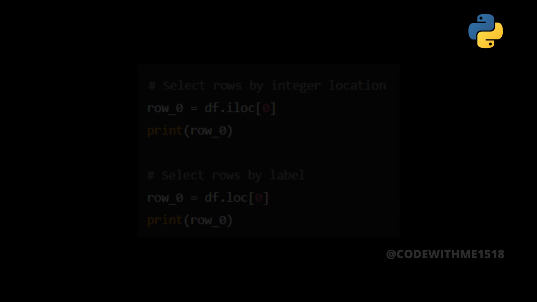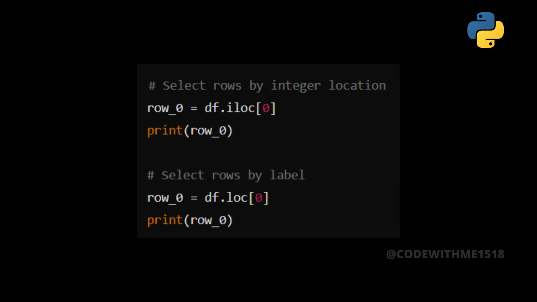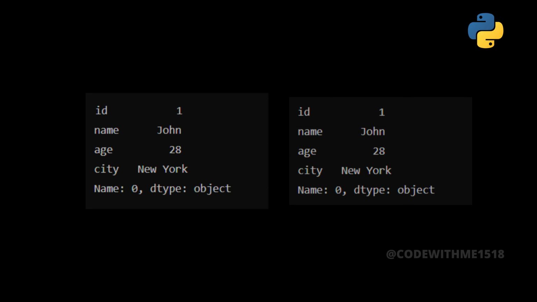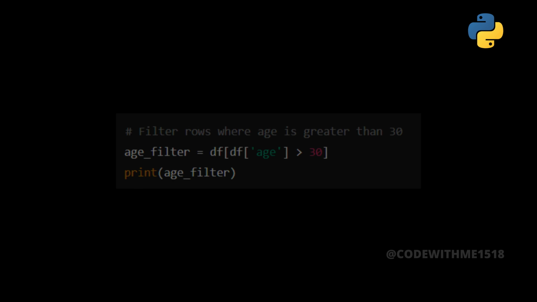To select rows, you can use the iloc and loc methods. Iloc is used for integer-based indexing, while loc is for label-based indexing. You can also filter data based on conditions.